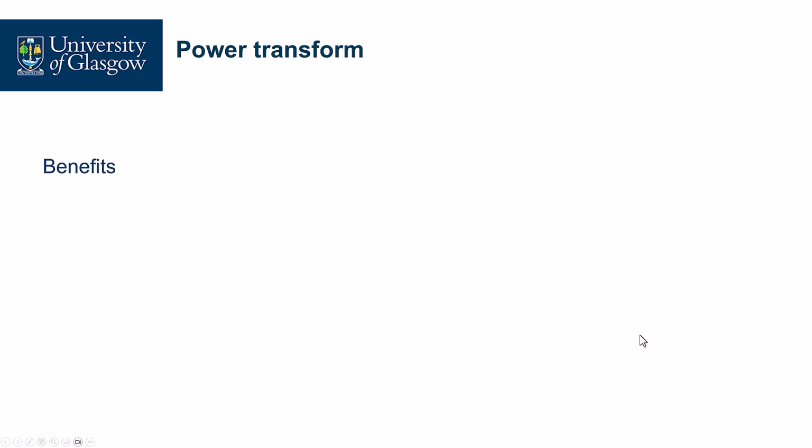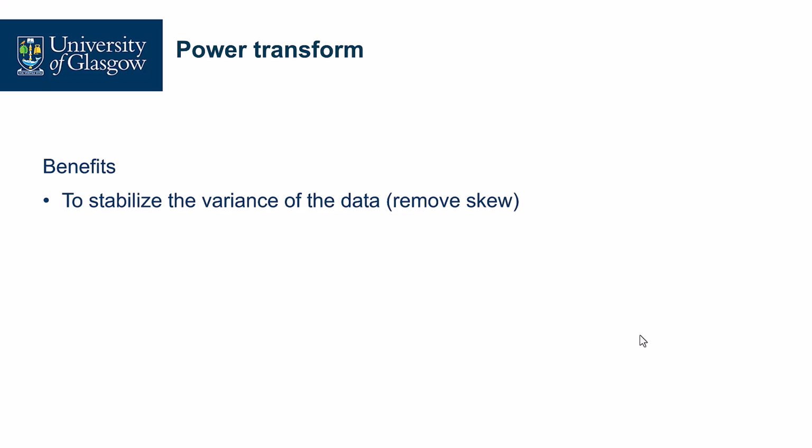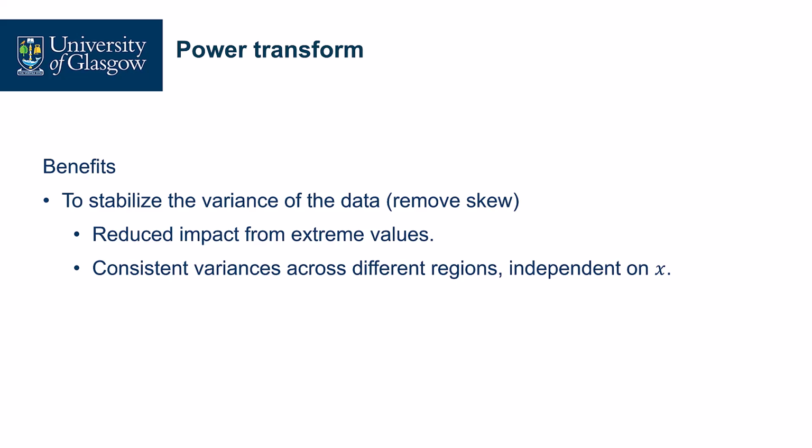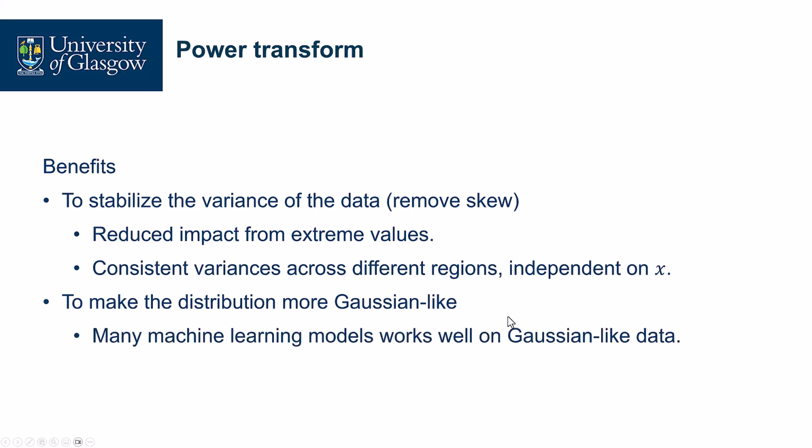So what are the benefits of the power transform? First, we remove the skew. In a more formal way, we can say we stabilize the variance of the data, but these two sayings have the same meaning. By doing this, we can remove the impact of the extreme values, and we also make the variance more consistent across different regions. Also, by doing the power transform, we can generate more Gaussian-like data. Many machine learning models work well on Gaussian-like data.